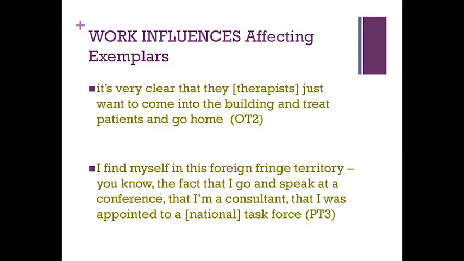So other work influences were the peers, and this was a strong theme throughout. Some people worked with people who didn't care. They're just in and out, didn't do things. And this was an interesting one from a PT. She was nationally recognized for some of the work that she had done. And she said, I find myself in this foreign fringe territory. The fact that I go and speak at a conference, that I'm a consultant, that I was appointed to a national task force, and yet there was sort of a lack, not just even a lack of support, but jealousy, resentment from some of the colleagues.